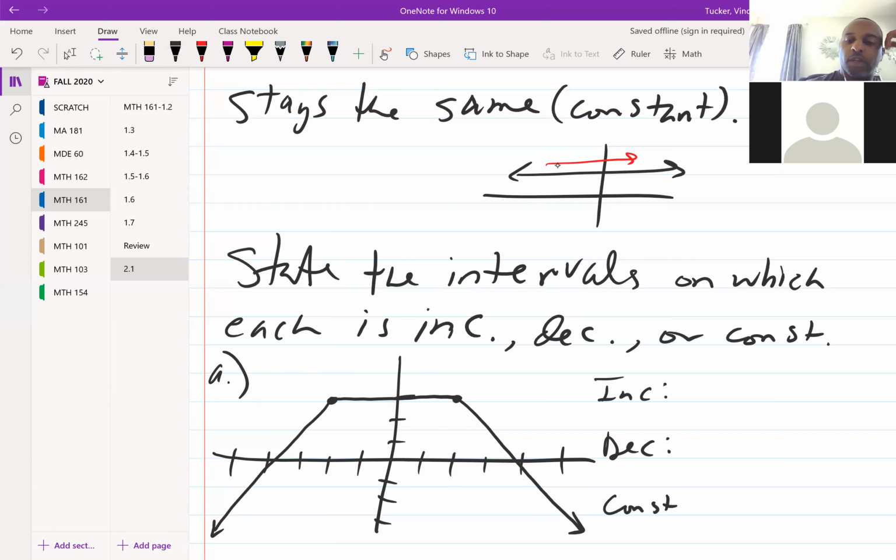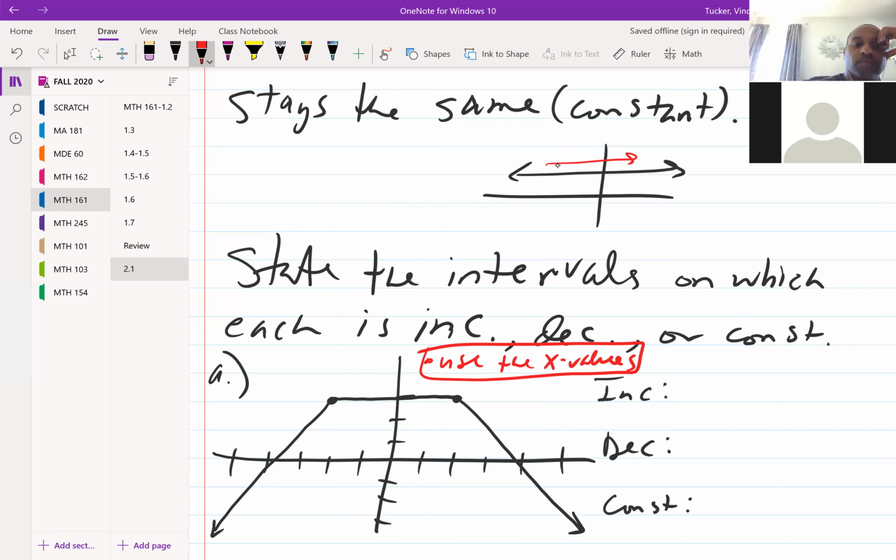All right, so looking at the first one, it says state the intervals on which each is increasing, decreasing, or constant. When we write these intervals, we want to use the x values. So we're not establishing our intervals according to what the y is, just according to what x is.